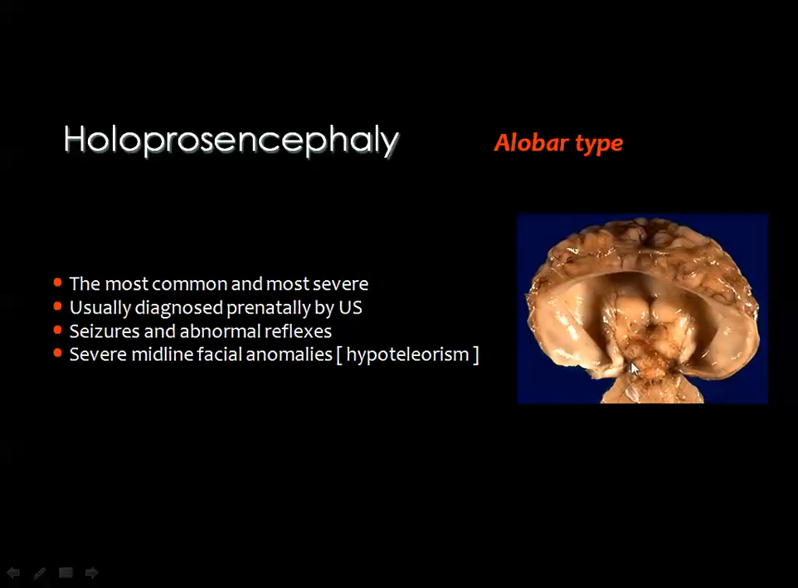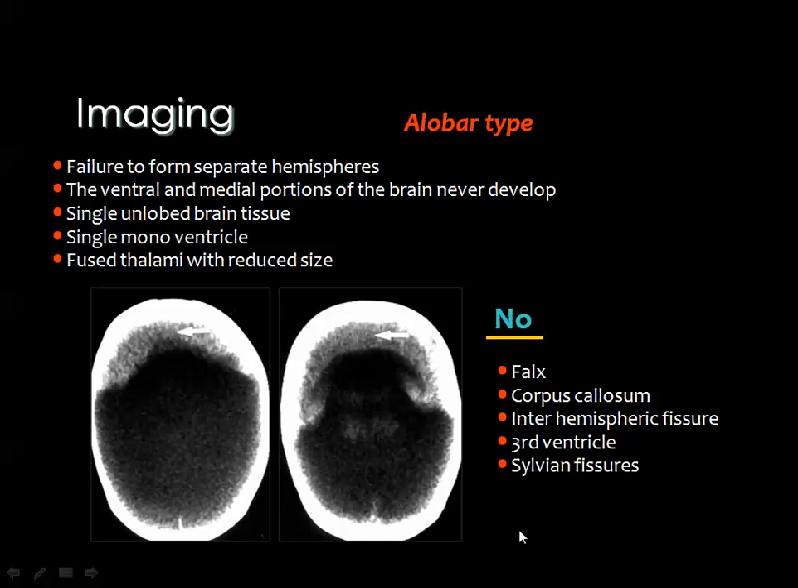And here you can appreciate this. This is the region of the thalami, and they are fused together and also reduced in size. Then most of the midline structures are not present, including the falx cerebri, the corpus callosum, the interhemispheric fissure, the third ventricle, together with the sylvian fissures as well.